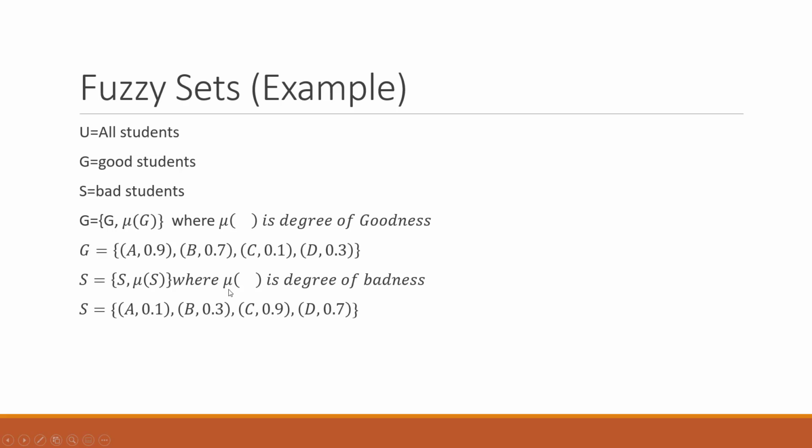So you need to remember that one element can belong to more than one set. Element A belongs to both sets, but the ordered pair will not be the same, because A lies in G with the ordered pair (A, 0.9), and the ordered pair of A in S is (A, 0.1). Similarly for all the others, this is the way you will construct a membership function.